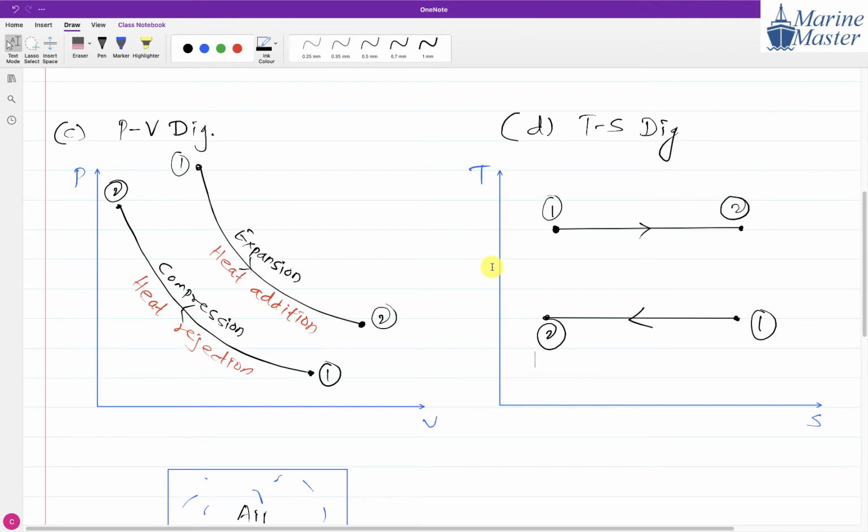In heat transfer, we have two things. Which two things do we have? In the case of heat transfer, there is change in entropy: heat addition and heat rejection. Due to heat addition, entropy is going to increase.